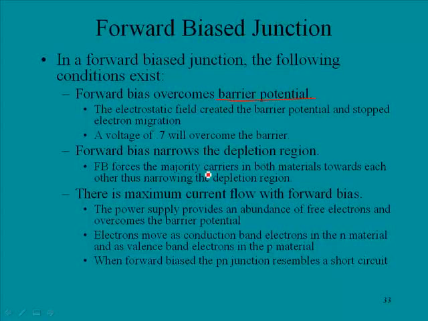We just discussed that. There is maximum current flow with forward bias. The power supply provides an abundance of free electrons and overcomes the barrier potential. Electrons move as conduction band electrons in the n material and as valence band electrons in the p material. When forward biased, the p-n junction resembles a short circuit.